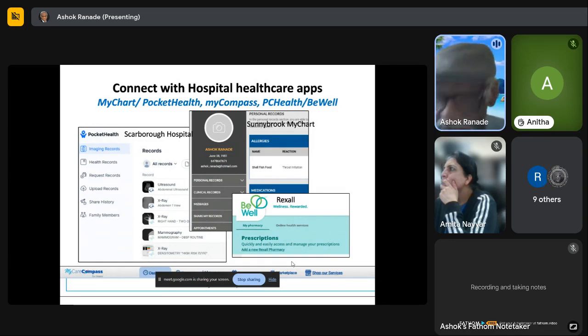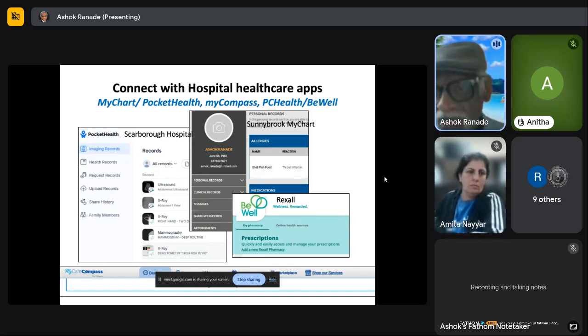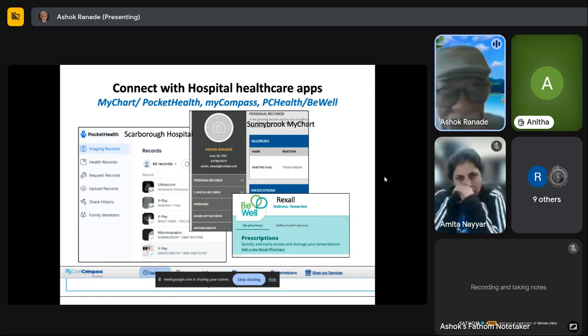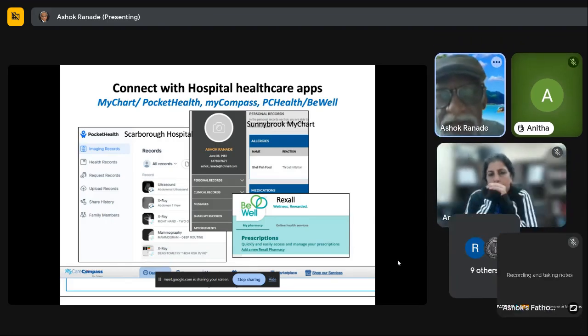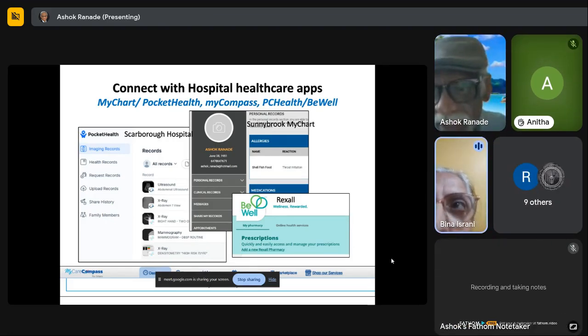So starting with what we're going to connect. First is My Chart or Pocket Health. These two could be the most useful. Does anybody require any more explanation on this, or has everybody already tried and used this, or is there anyone who'd like more detail? I know how to go through the data and all.